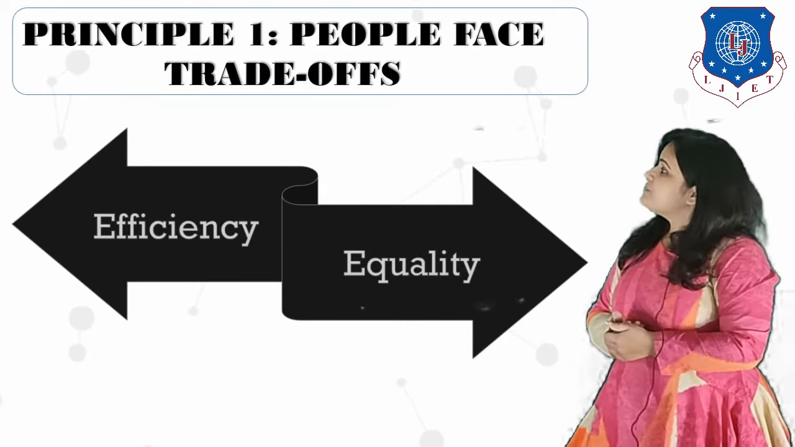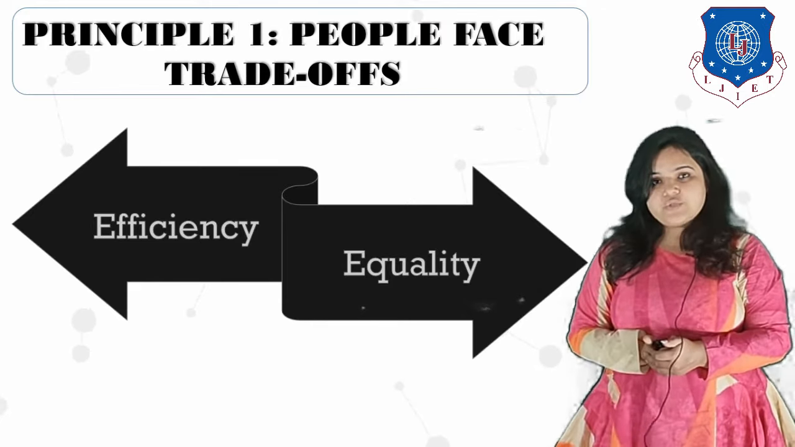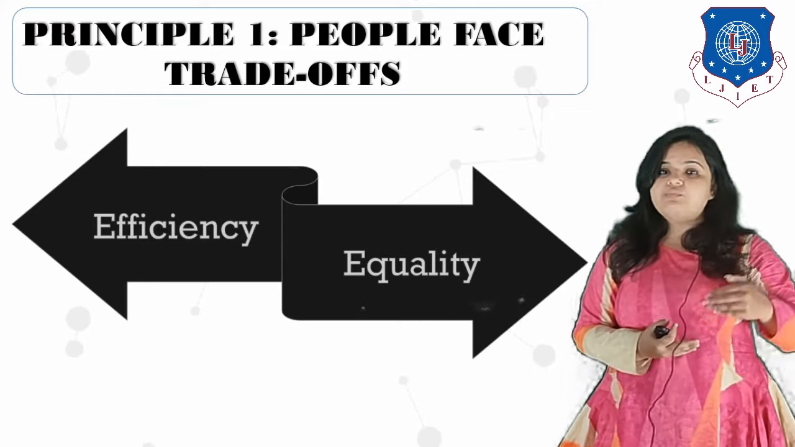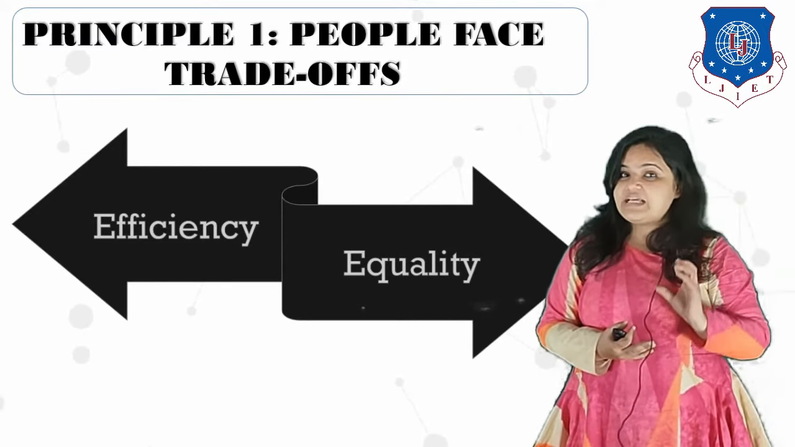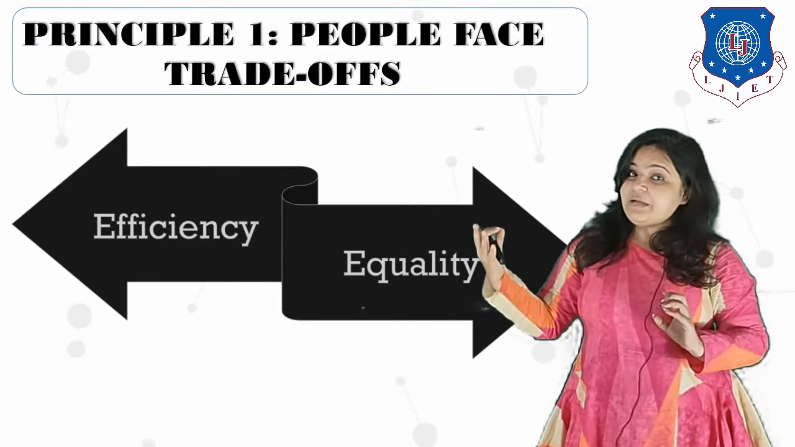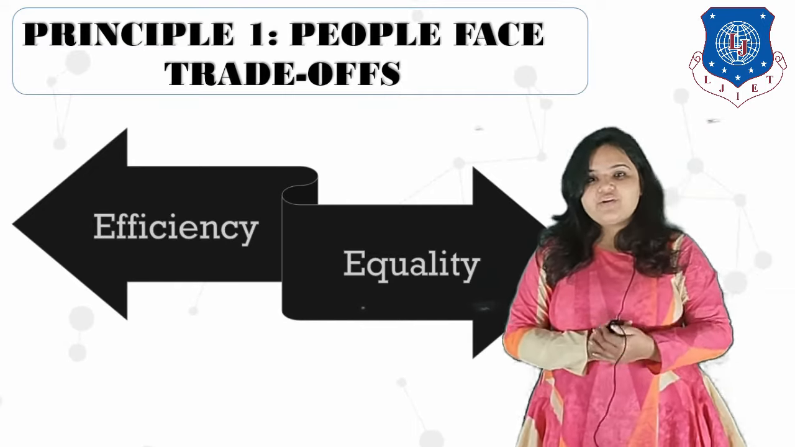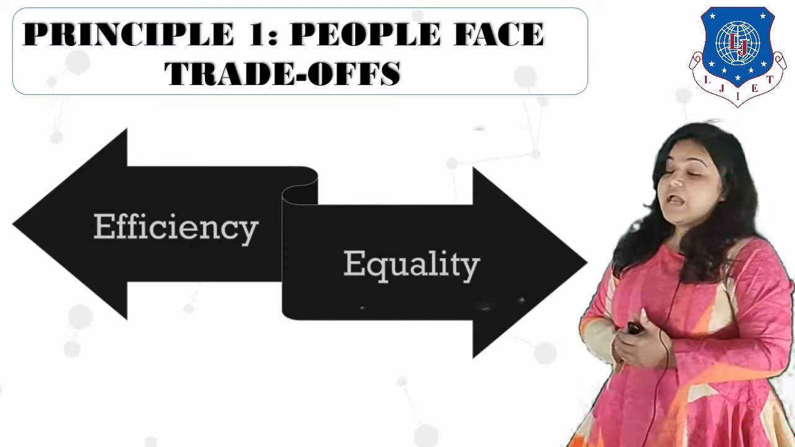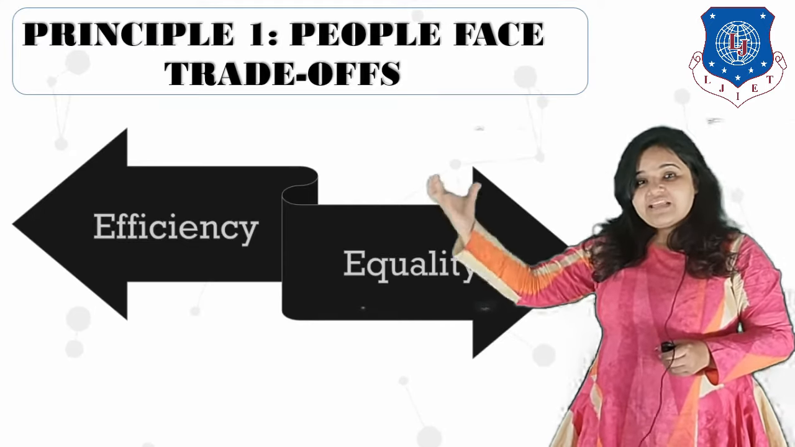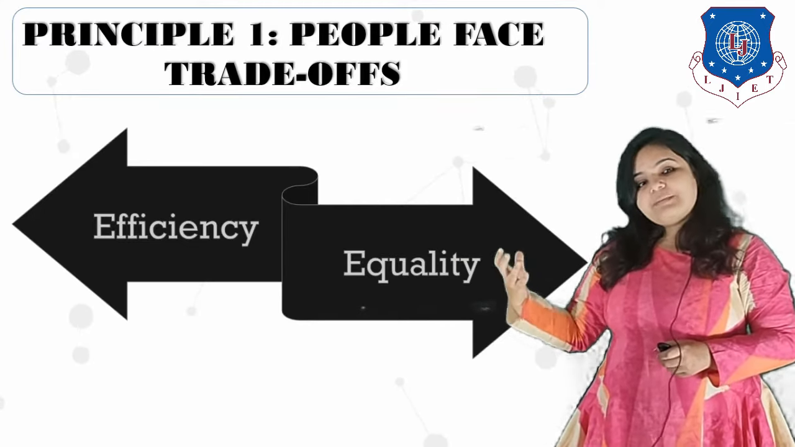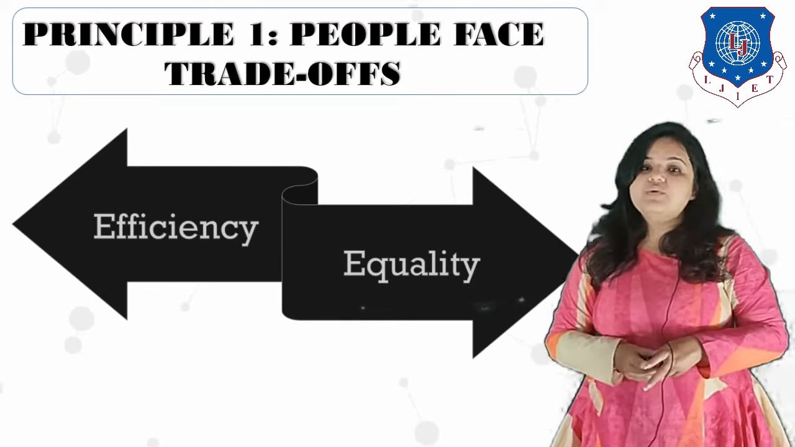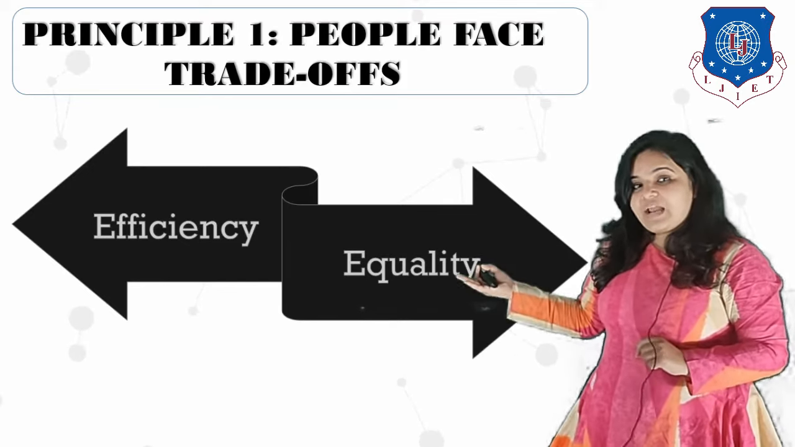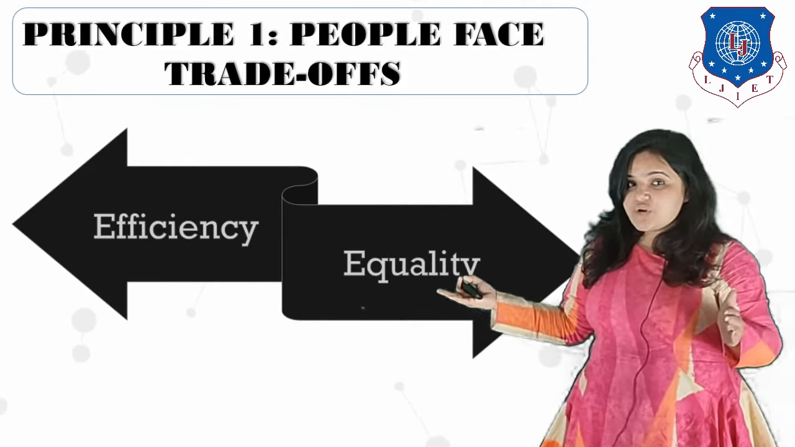Here the trade-off is between efficiency and equality. Why so? The people who are efficient will obviously earn more, because with less expense they are gaining more production, and therefore they are earning more. But what will the government do? It will take away money in the form of taxes from those people who are earning more and distribute it amongst the people who are earning less, to maintain equality or equal distribution of income in the country.